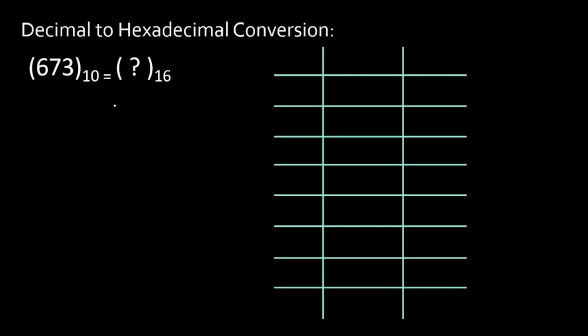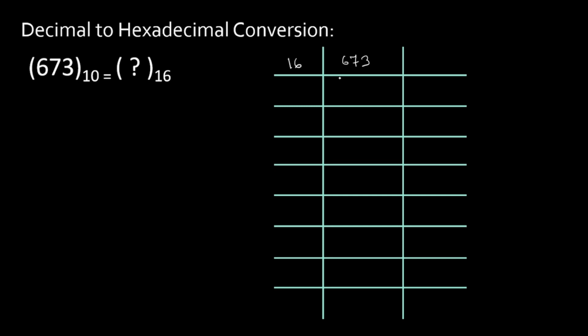Now come to decimal to hexadecimal conversion. As you are aware, the base of decimal number system is 10 and the base of the hexadecimal number system is 16, and this is the way to represent a decimal number and a hexadecimal number. We have to subscript the base. Now we want to convert 673 into hexadecimal, so we will divide this number by 16 till we get the quotient less than 16. So we will write 673 over here, and this number will be divided by 16.